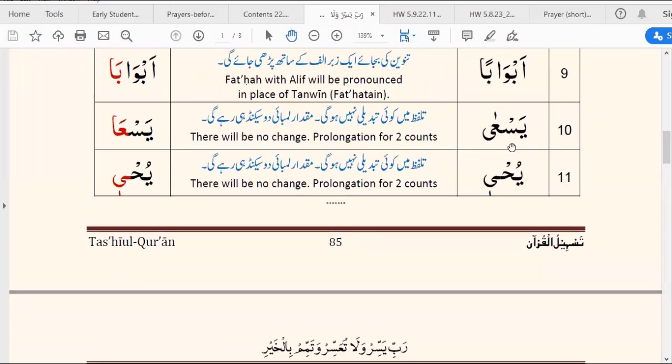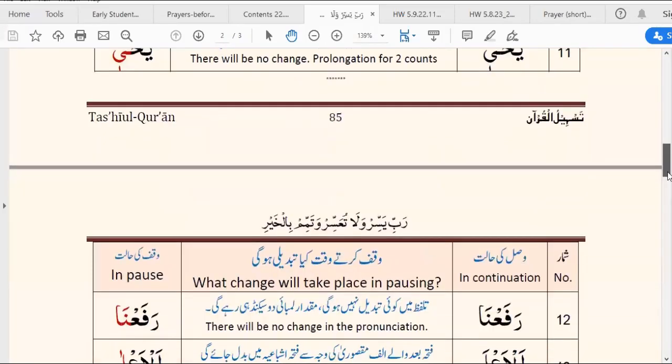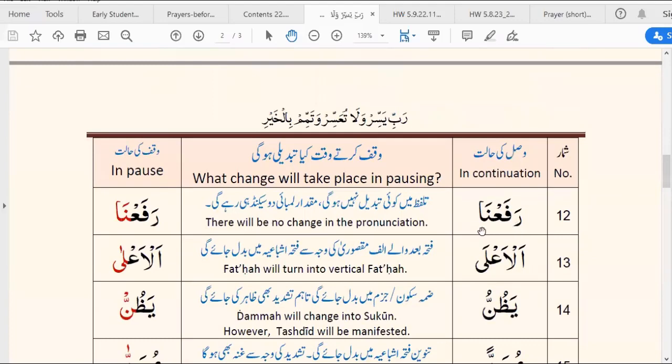If we take rule 10, yas'a, يسعى it's going to be read exactly the same. Yas'a. يسعى If we take rule 11, yuhyi, have a go. يحيي Yep, it's going to be read exactly the same. Yuhyi. يحيي Good. So there's no change. And number 12, رفعنا. رفعنا And how would this be read in a waqf? رفعنا Yes. And has any change happened? No. No, exactly, because it's a letter of madda.